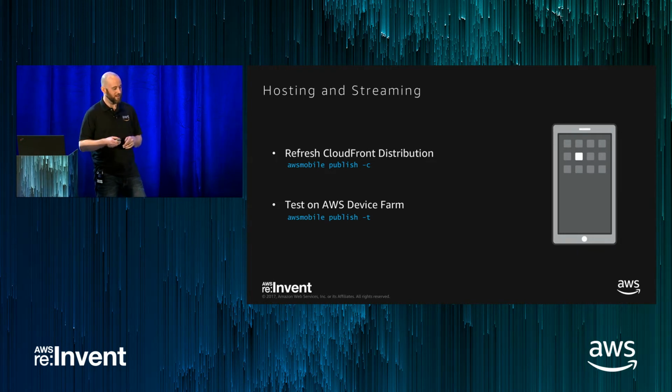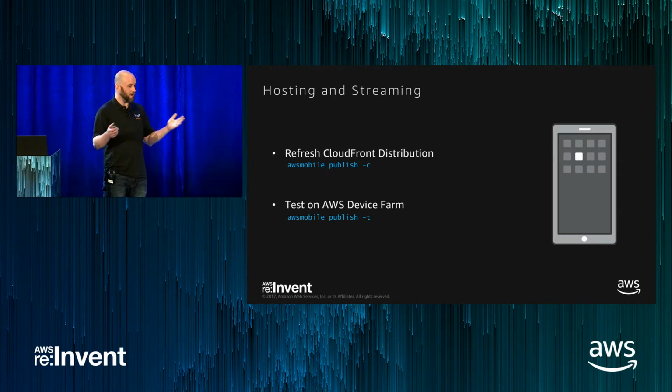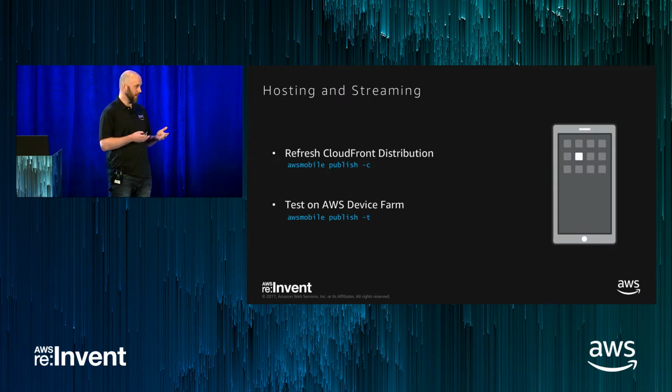AWS Device Farm is essentially a farm of mobile devices that we house, and different popular devices that you can access remotely. We even have a tool that you can install on your Mac that will allow you to do an ADB connection directly to an Android device in AWS Device Farm and interact with it, just as if you had a device plugged in by USB to your computer.